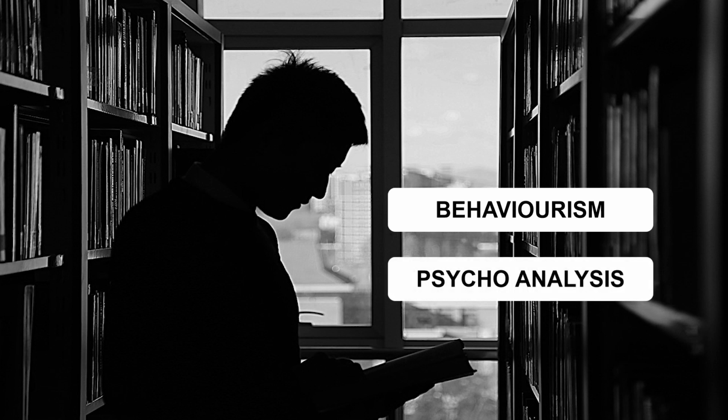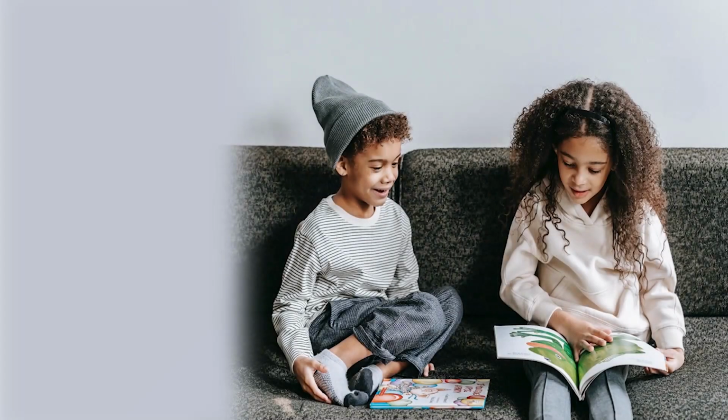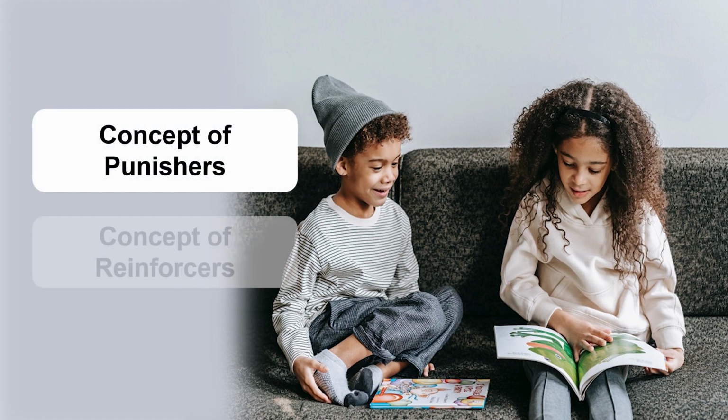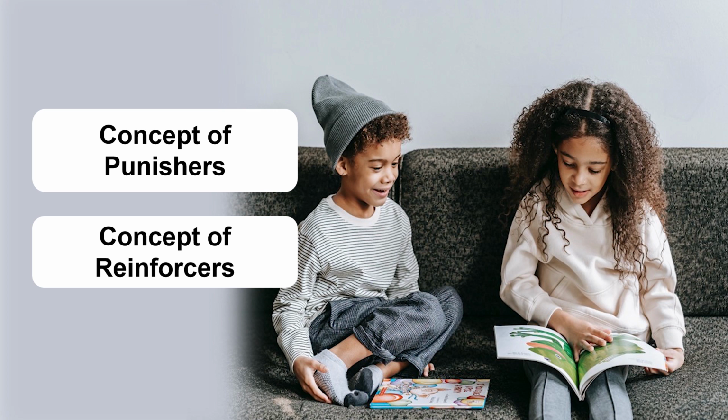As we talk about behaviorism, we understand that behaviorism talks about two important concepts, that is the concept of punishers and the concept of reinforcers. That means the response of the individual in response to the stimulus. That means if there is any change in the environment, then we show a response. So learning and motivation, they both were explained in terms of this change in the environment.